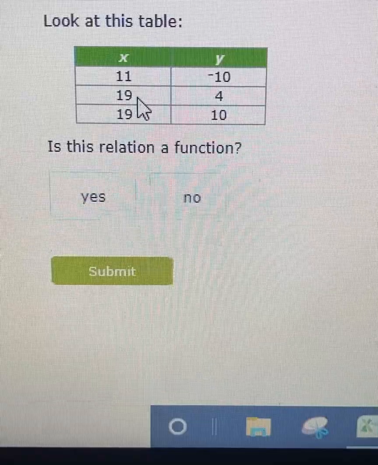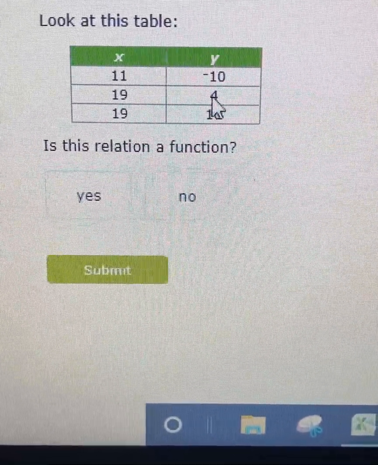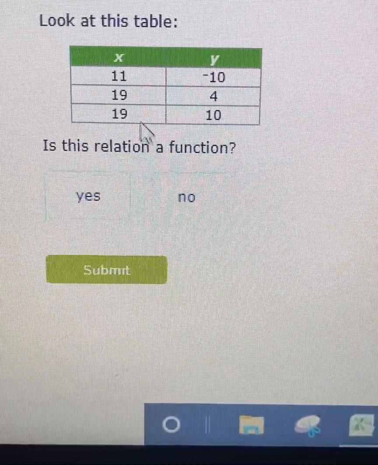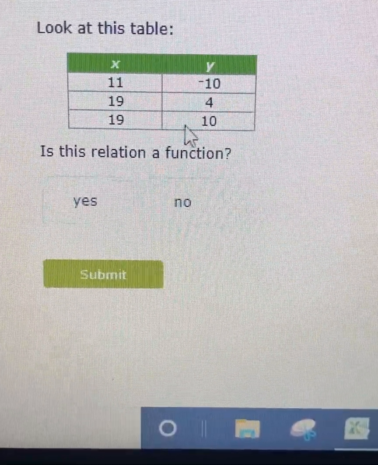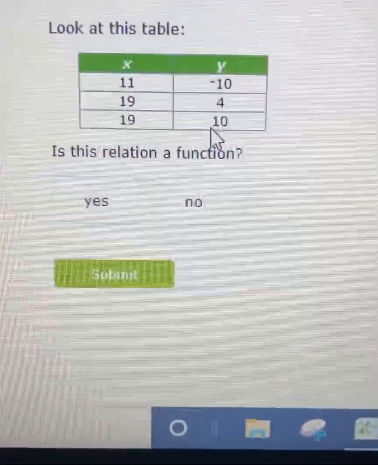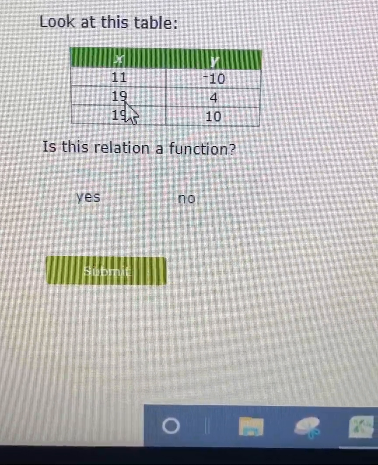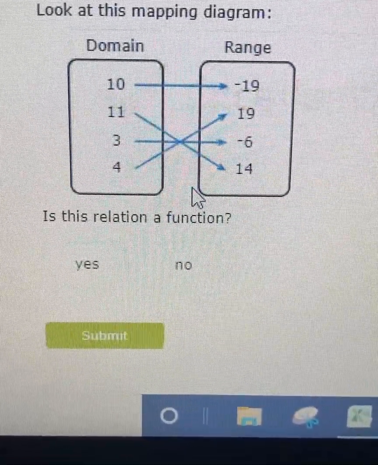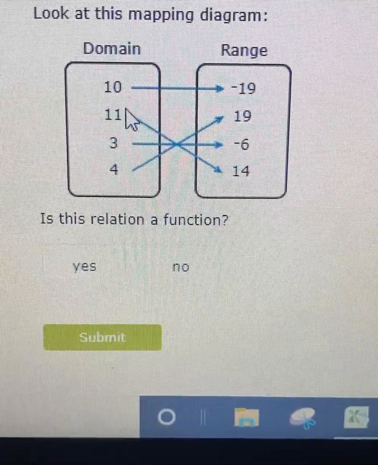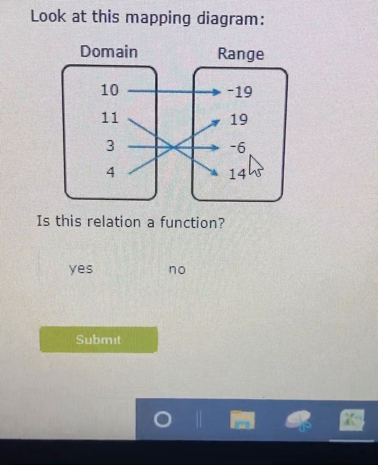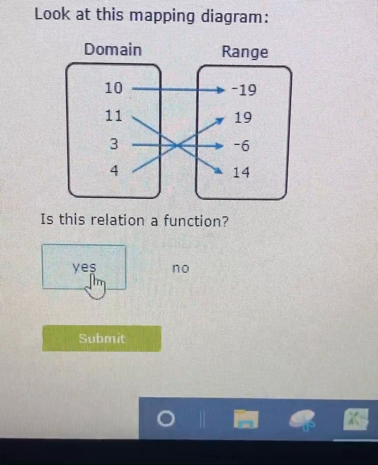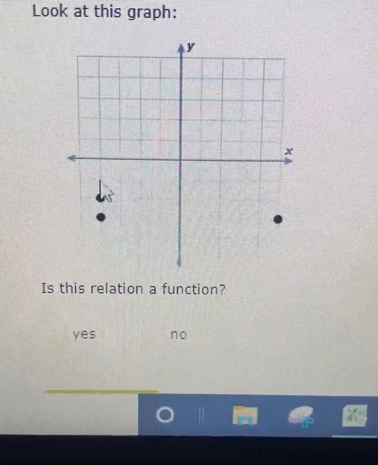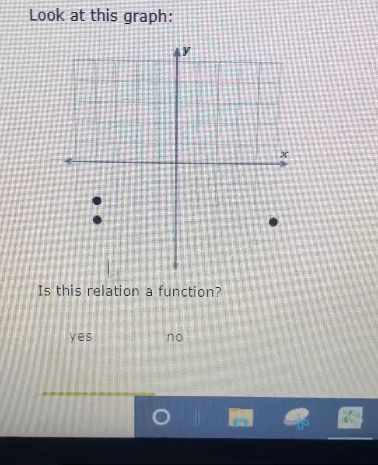You can't put in 19 and get out 4, then put in 19 and get out 10. Each x value has to give you exactly one y value. So this x value of 19 gave us both 4 and 10, so that's not a function. Each one of these is pointing to exactly one other number, so this is a function. One line, one dot. If I draw a line right here, I would hit these 2 dots, so this is not a function.